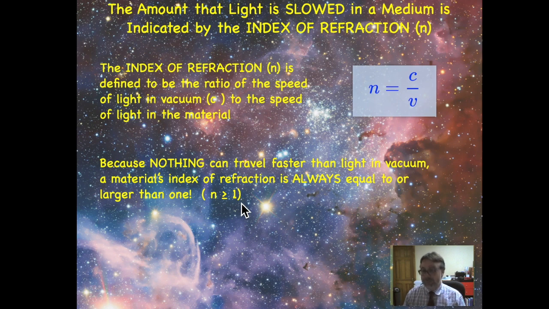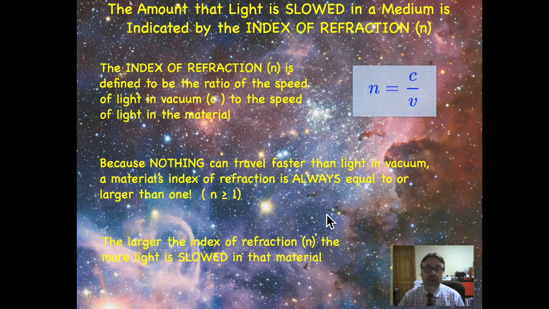Well, let's take a look at some common index of refractions. The larger the index of refraction, the more light is slowed down. So if you have an index of refraction of 1, it means your light's not slowed down at all. You would have c over c. The light is traveling at 3 times 10 to the 8th meters per second. But as the index gets larger, it means the bottom of this fraction is getting smaller and the speed of light is decreasing in the material.